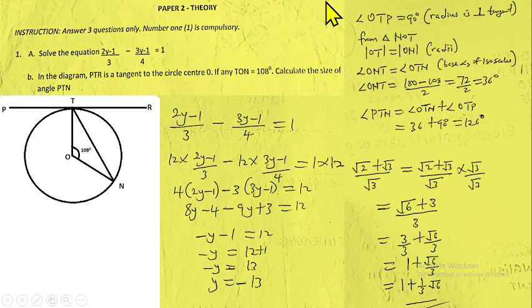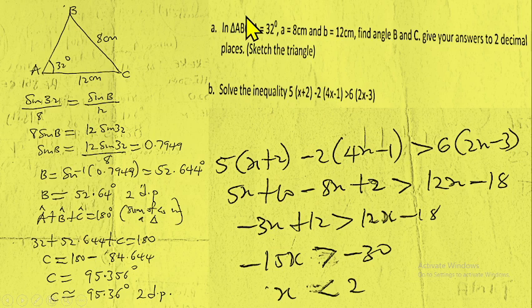Now let's see question number 2. Question number 2 is a solution of a triangle that is not a right angle triangle, and you better use your sine rule or cosine rule. And we have inequalities. In triangle ABC, angle A is 32 degrees, side a is 8 centimeters, side b is 12 centimeters. Find the angles B and C, giving your answer to two decimal places.